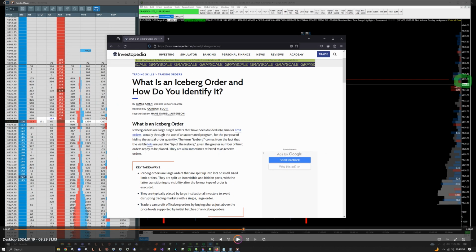So what is an iceberg? I'm going to circle some key takeaways right here. Iceberg orders are large orders that are split up into lots or small size limit orders. They're split into visible and hidden parts, with the latter transitioning to visibility after the former part of the order is executed, and they're placed by large institutional investors to avoid disrupting trading markets with a single large order.